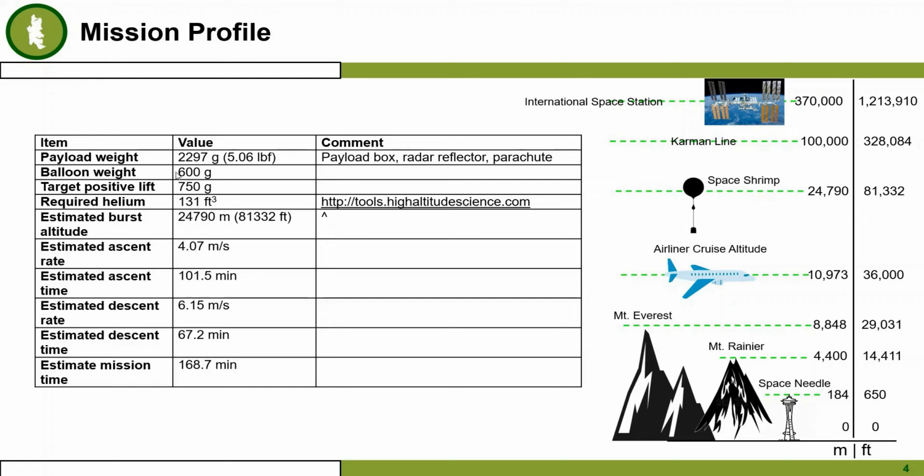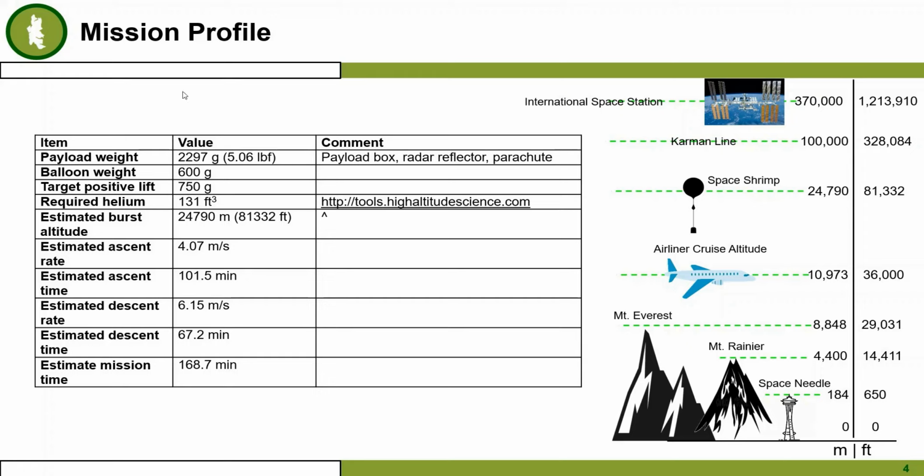We are using a 600-gram latex balloon, so that's the weight of the balloon, and what we would like is to have about 3/4 of a kilogram of positive lift, so this will get us a pretty healthy ascent rate, and it's therefore not going to take all day for the balloon to reach altitude and burst.